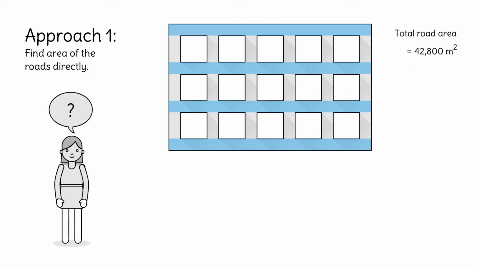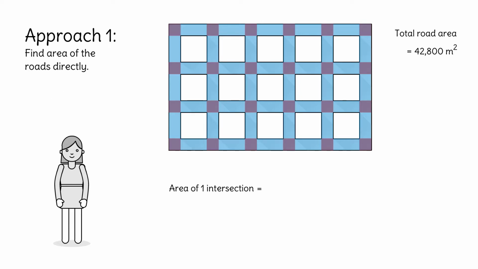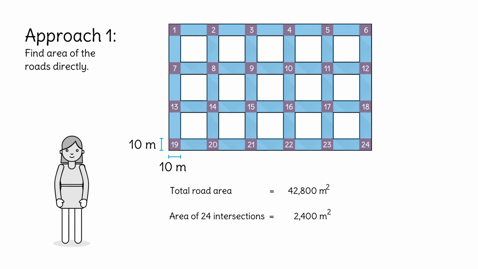When we added the horizontals and the verticals, we actually added the area of the intersections twice. We need to subtract the extra intersections from the total. So what's the area of the intersections? Since the roads are 10 meters wide, the intersections are 10 by 10 squares. Each intersection has an area of 100 square meters. There are 24 of them, so we subtract 2,400 to get an actual road area of 40,400 square meters. It was pretty clever of Janet to notice she needed to subtract the intersections that were counted twice.